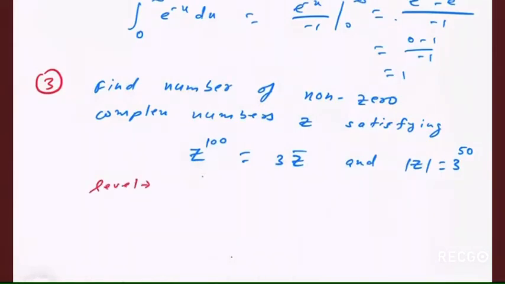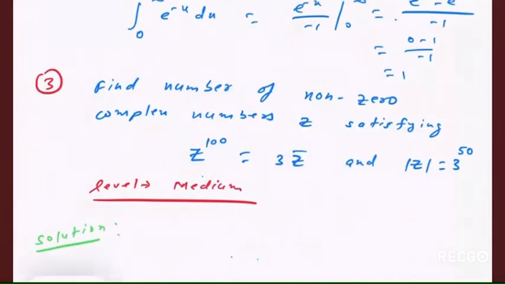According to me, this question should be moderately difficult. It's a medium difficulty level. So how to proceed, how to start solving this question, and what can be done directly, because you are not asked to find the value of z, rather you have been asked to find how many complex numbers.